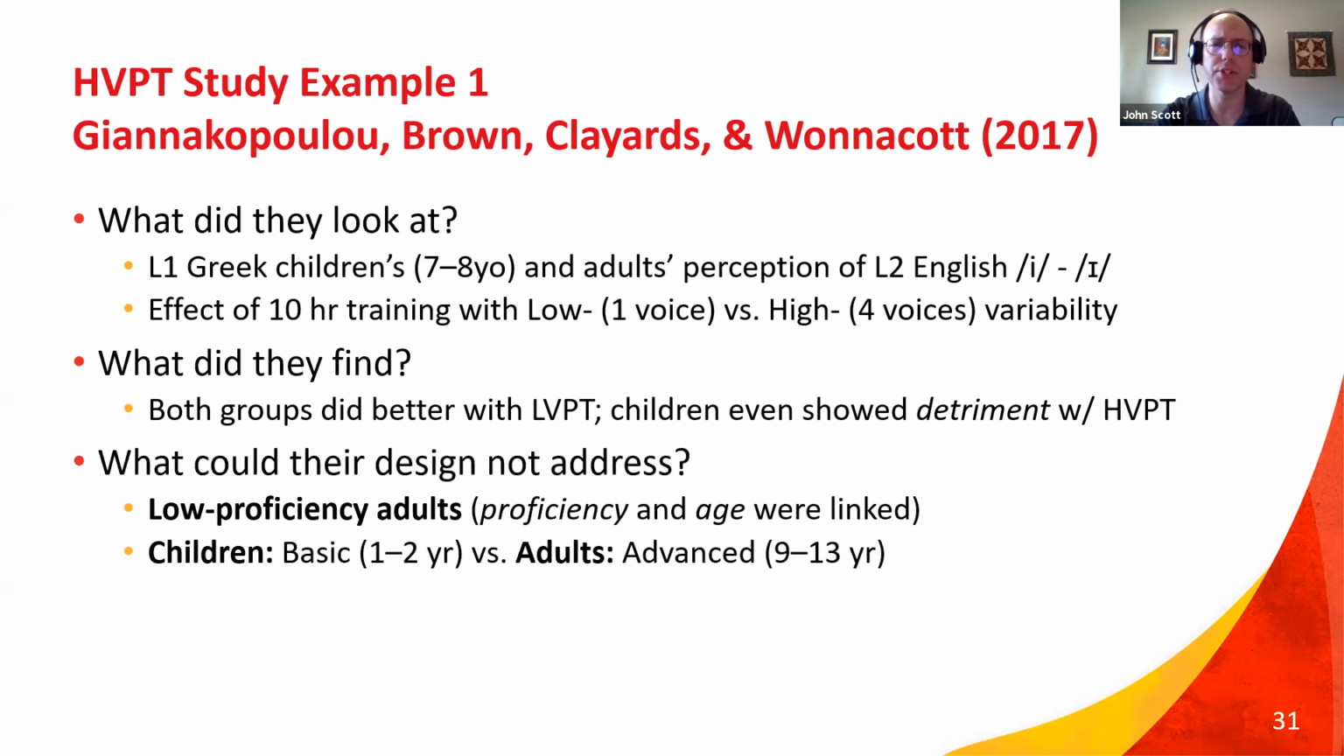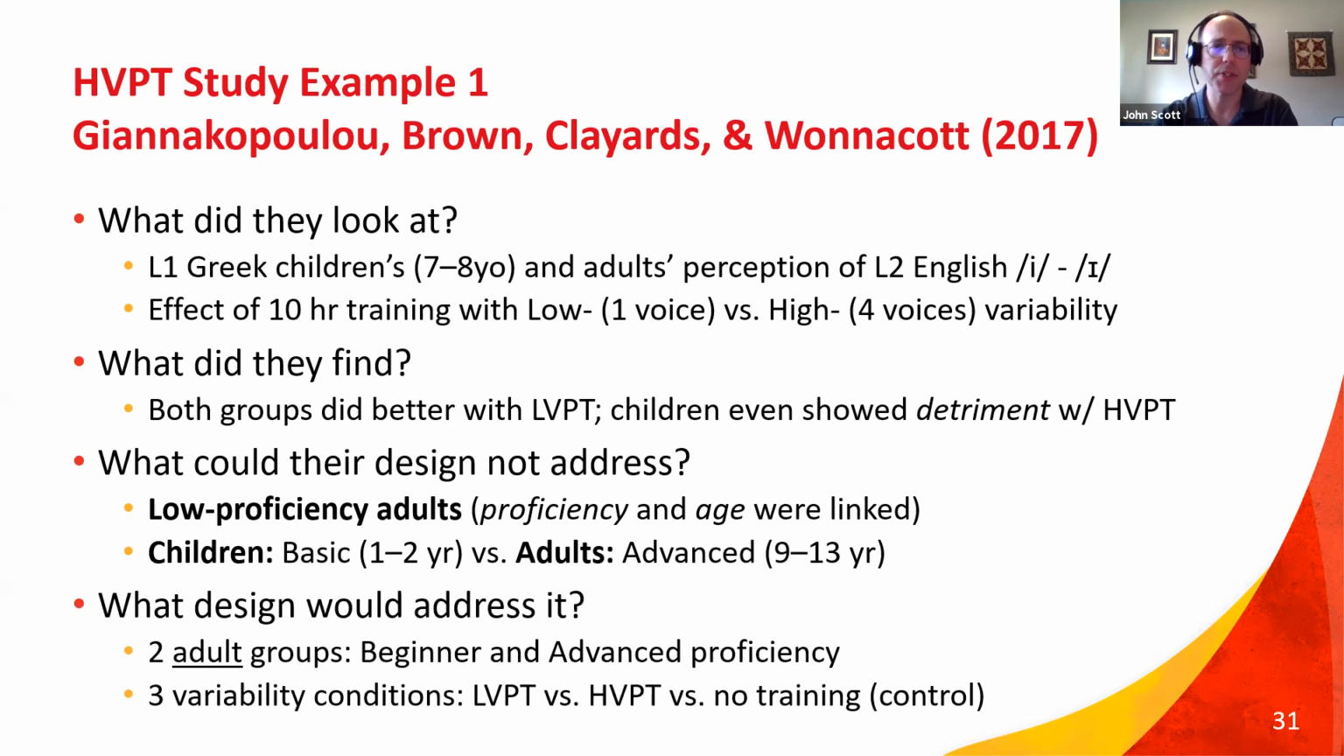But their design could not address low proficiency adults, because there weren't any in the study. In fact, we had a great variation between children who had 1 to 2 years of experience and adults who had 9 to 13 years of experience. So it's really far apart, but not just one factor, it's age and proficiency.